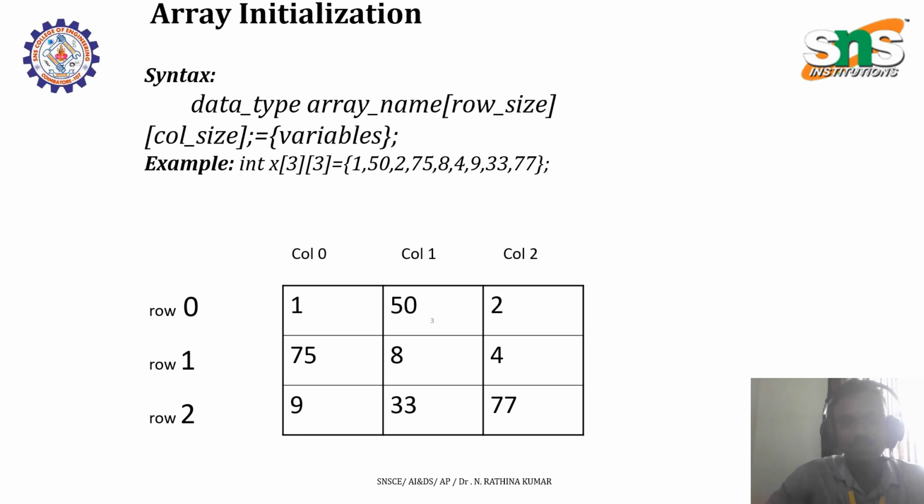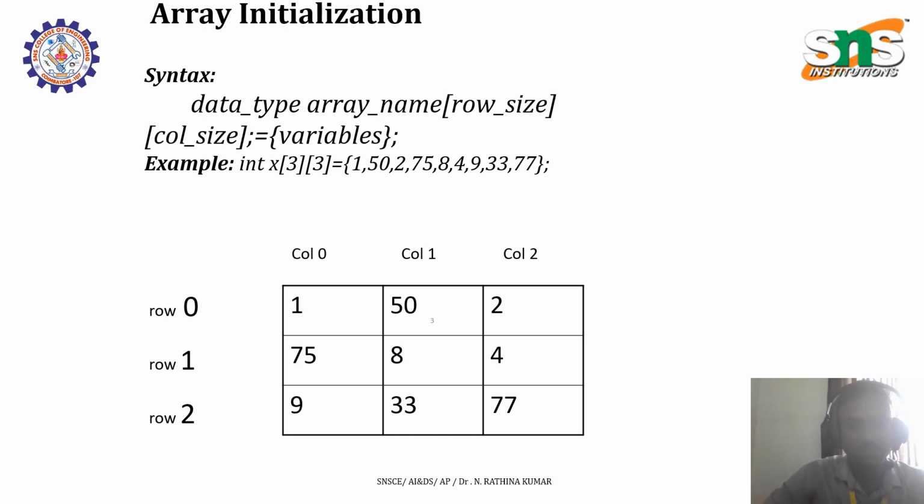Next we are going to see array initialization. I already told, while declaring an array, if we assign values to that array, then it is called initialization. For example, int x[3][3], which means 3 rows and 3 columns. Then we have to assign some values there, for example 1, 52, 75, 84 and so on, some values are assigned.